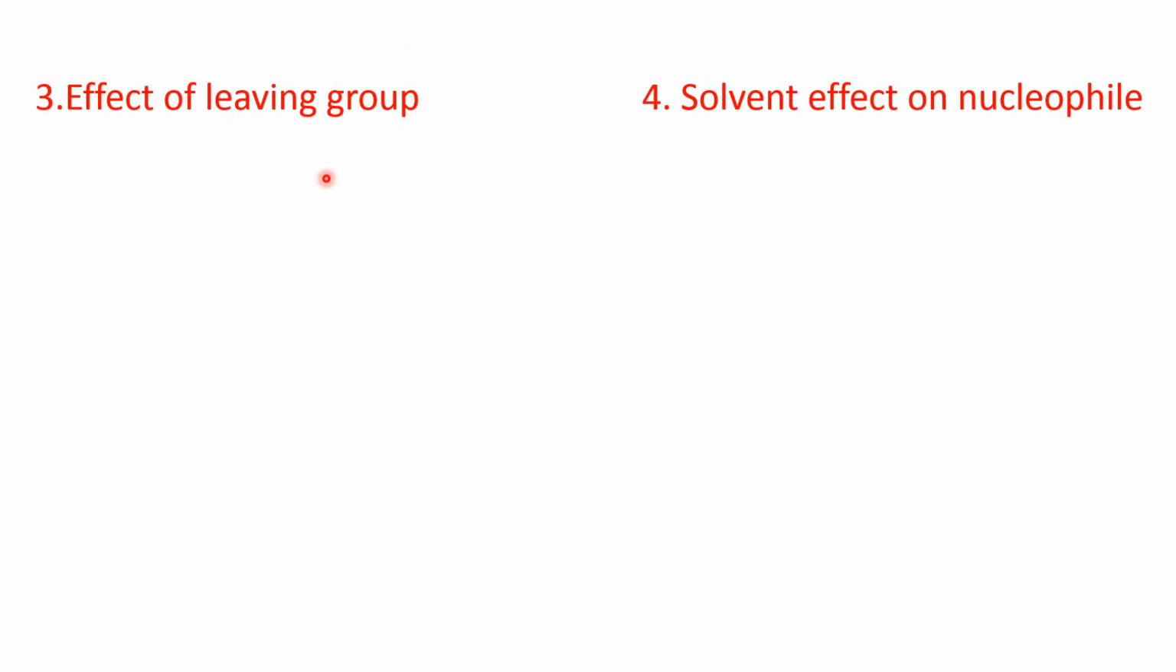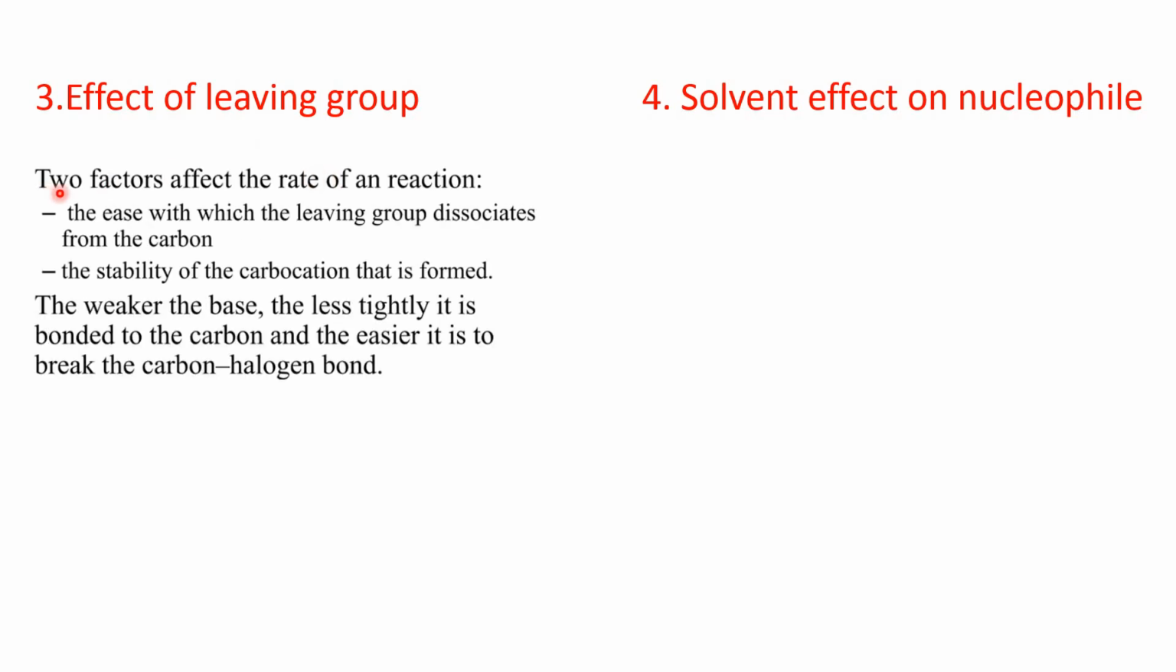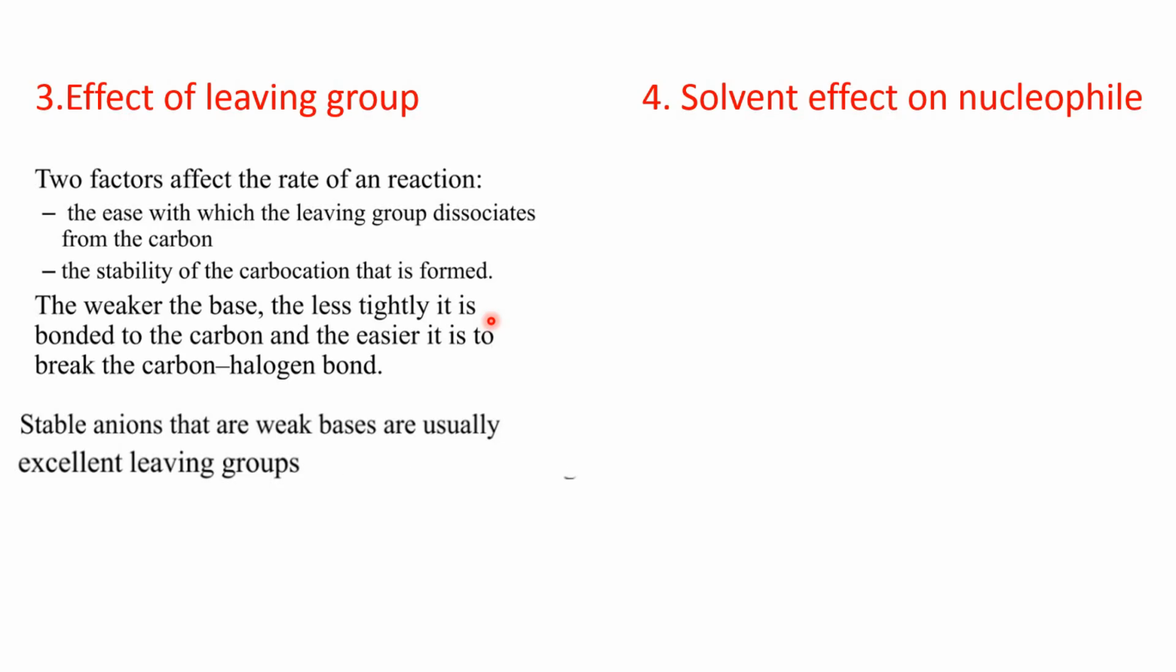Next one is the effect of the leaving group. Now, two factors affect the rate of a reaction: the ease with which the leaving group dissociates from the carbon atom, that means the ease with which the leaving group is leaving, and the stability of the carbocation that is formed. Remember, the weaker bases are less tightly bonded with the carbon atom and they can easily leave. Okay. So, weaker bases are better leaving groups. The weak bases are usually excellent leaving groups and can delocalize charge.